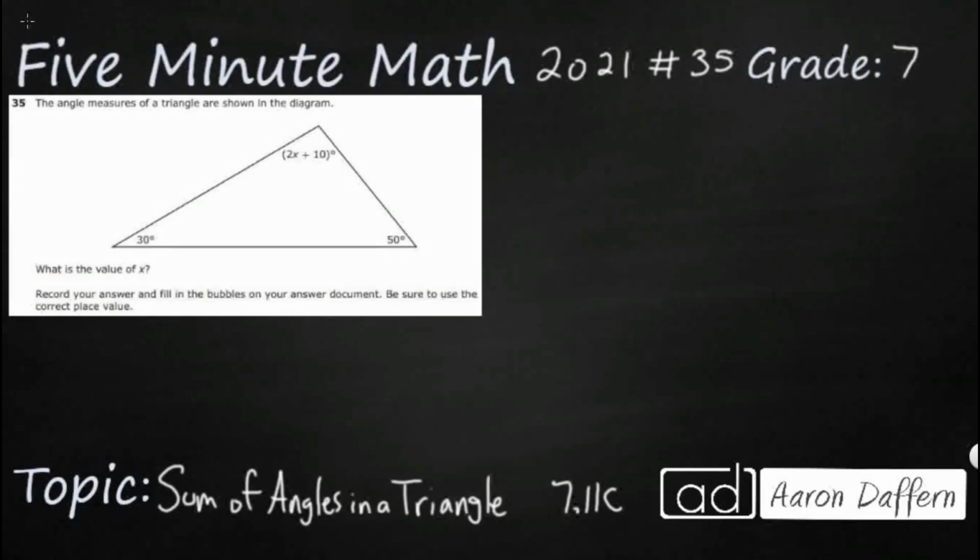Today we are looking at the 7th grade concept of sum of angles in a triangle. This is standard 7.11c in the great state of Texas, and we are using item number 35 of the 2021 released STAAR test. If you have not done so already, please go ahead and take a moment to pause the video, work this problem out on your own, unpause it, and then you will look at our answers together.